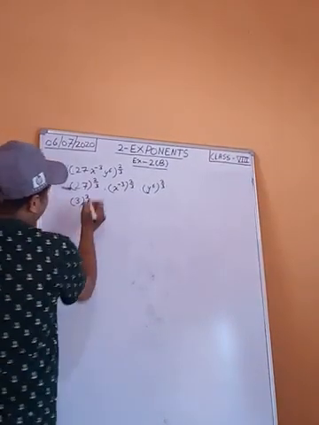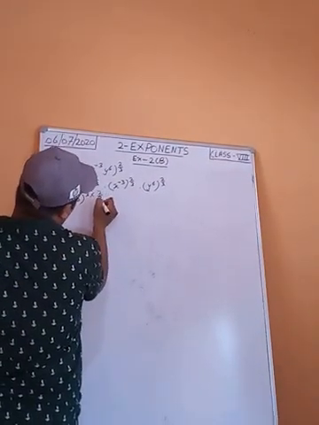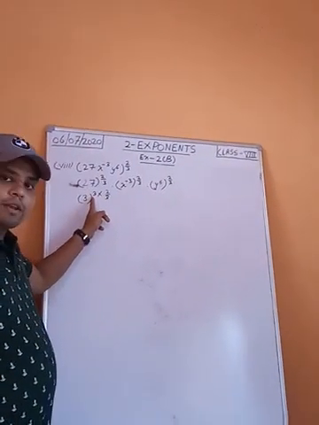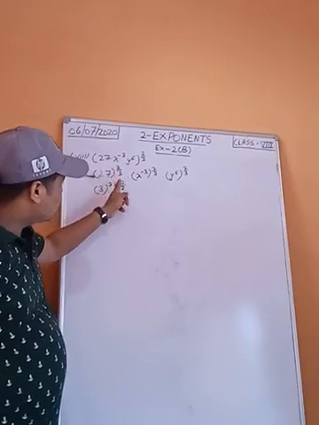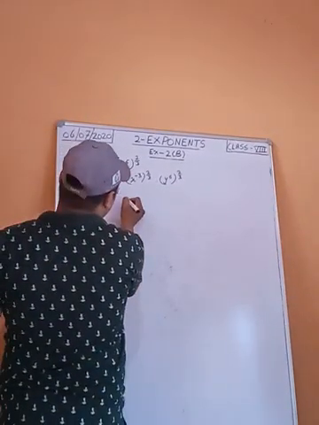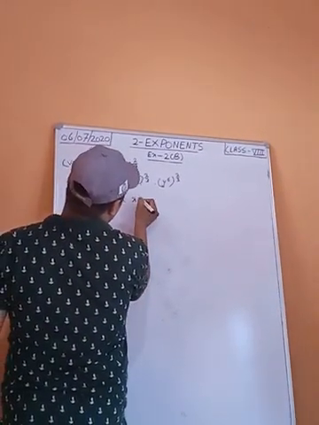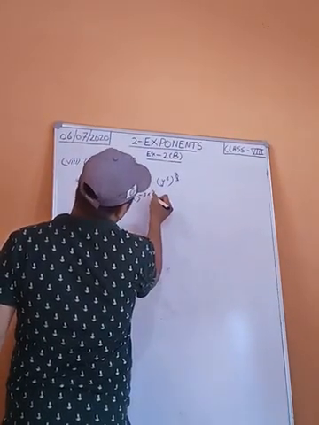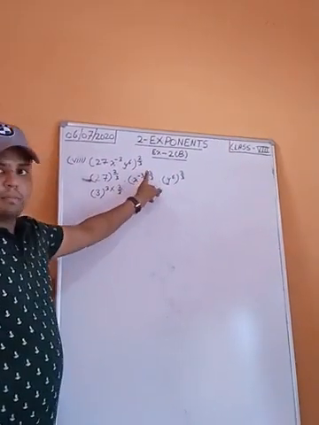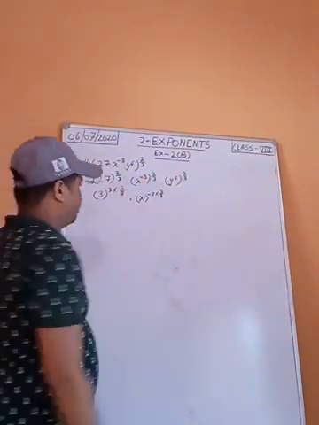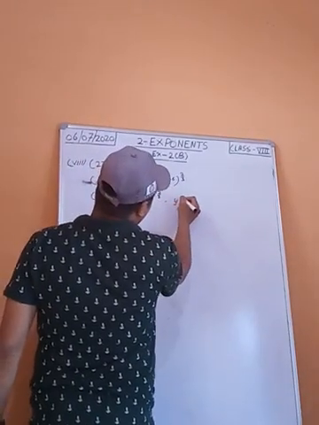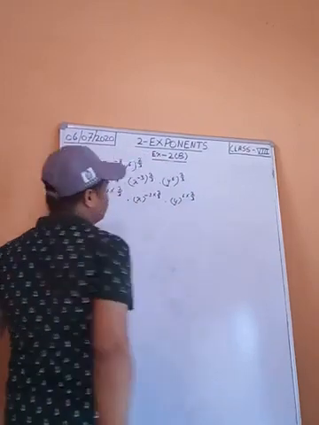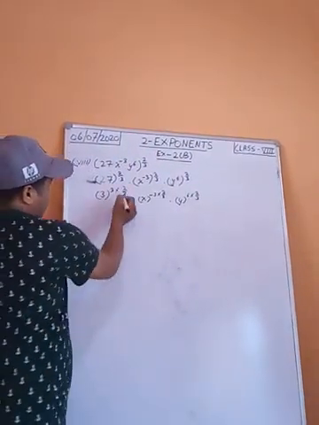Then multiply by 2 upon 3 as we have done in the previous part. 3 raised to the power 3 means 27, then multiply 2 upon 3 with this power. Then x raised to the power minus 3 multiplied by 2 upon 3. These two powers multiply. Then y raised to the power 6 multiplied by 2 upon 3. Now we will solve the powers.